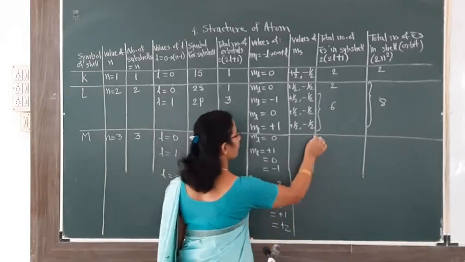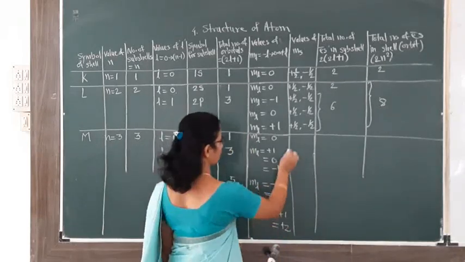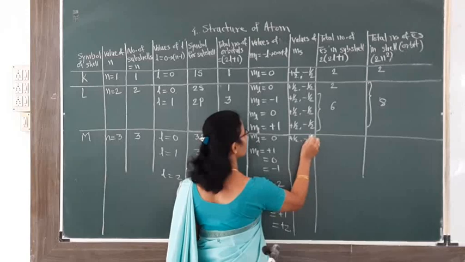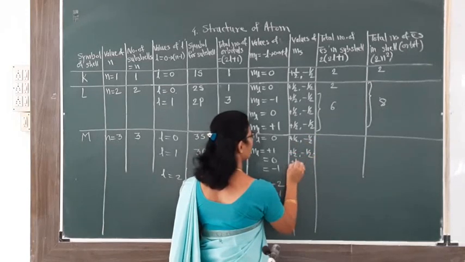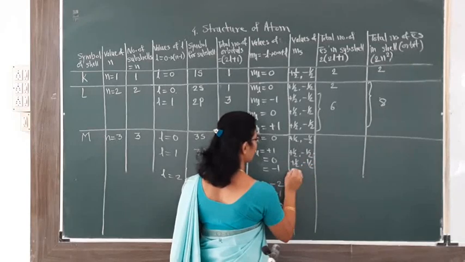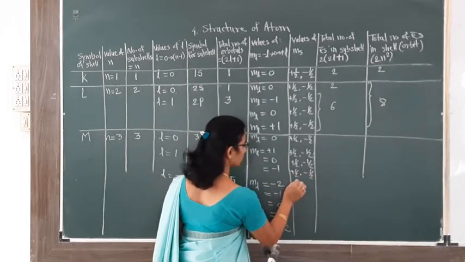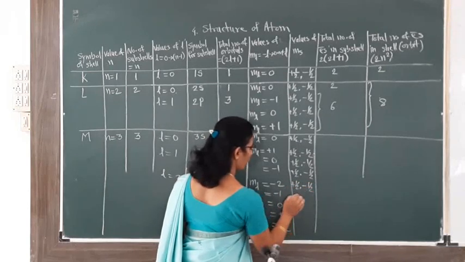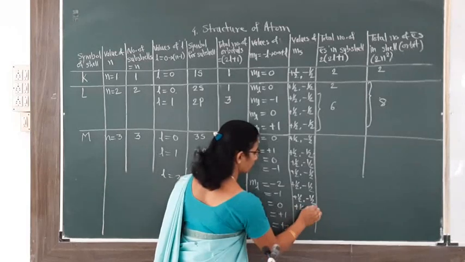Now let's see the values of m_s. Again they will be +1/2 and -1/2 for every electron present in each orbital. So here, how many electrons will be present in each subshell, let's count.